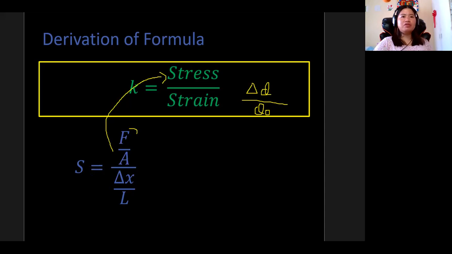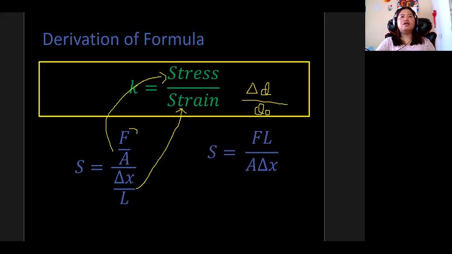Now, for the shear modulus, the strain is identified by the formula delta x. Delta x here represents the change in shape in reference to the original length of the object. So that is the strain. Now we still do the reciprocal, and what we get is FLUX. So F times L all over A delta X. So the mnemonic is FLUX.